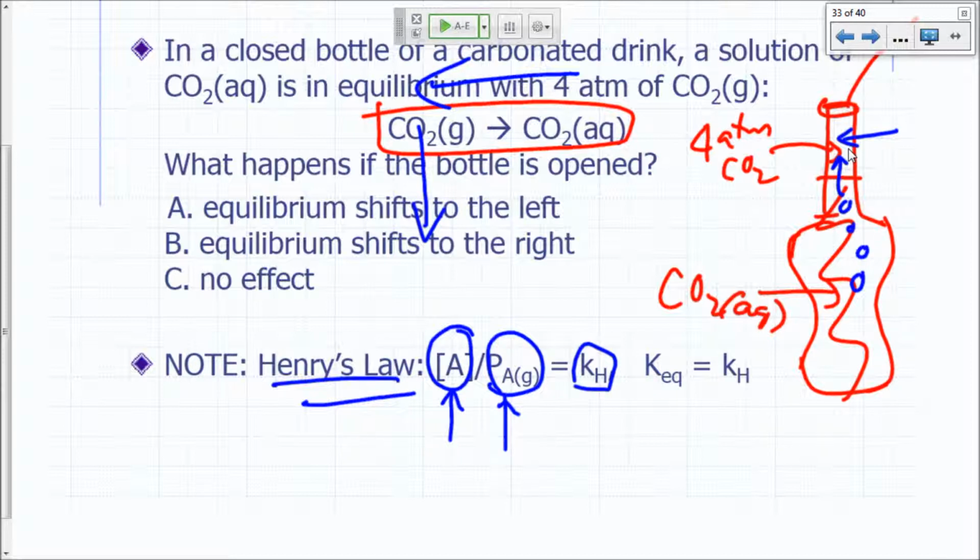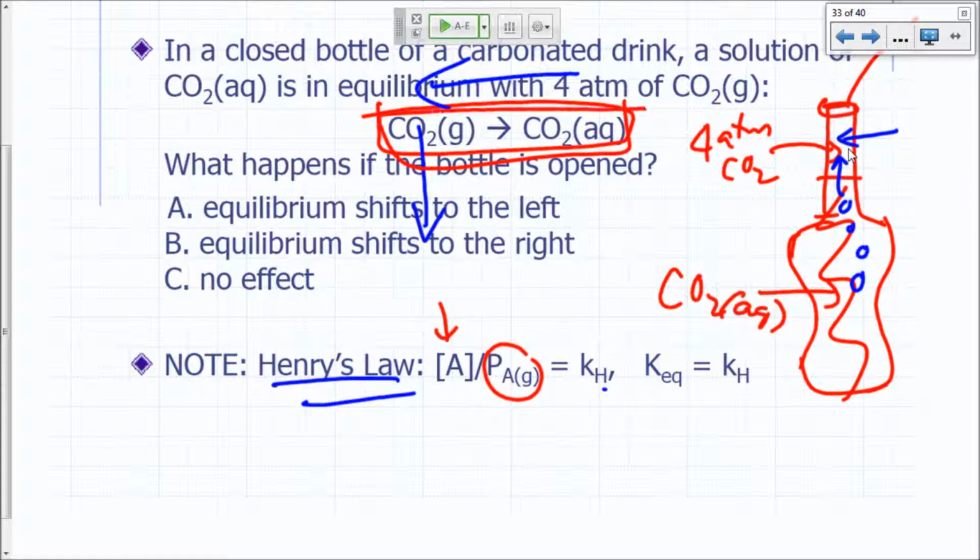So you can see this ratio, concentration of A in the liquid over partial pressure in the gas, that's really the equilibrium constant for this. Okay, so Henry's law constant is really nothing more than just another equilibrium constant.